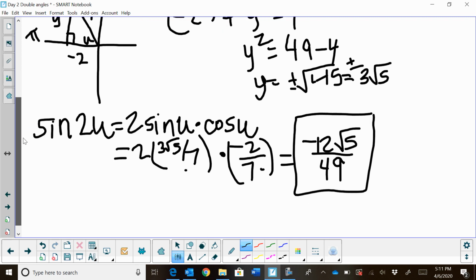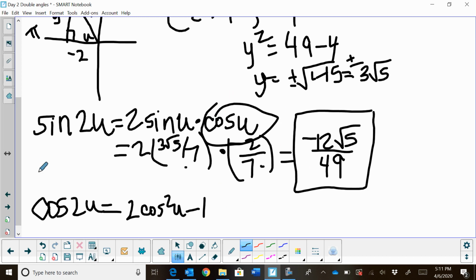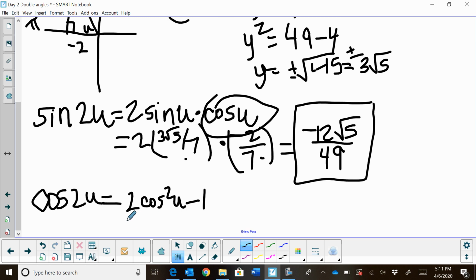Then we can find the cosine. Now this time on cosine, instead of using the double angle cosine squared minus sine squared, I'm going to use 2 cosine squared u minus 1. We're going to use just a different form. We've already figured out the cosine. Cosine was kind of given to us because secant was given to us, so we just take the reciprocal. So 2 times cosine is -2/7, and we've got to square that though. So don't forget to square that, minus 1.